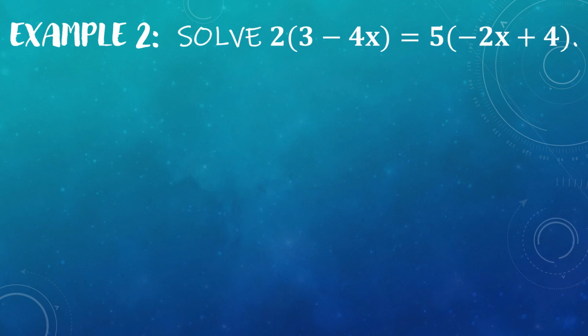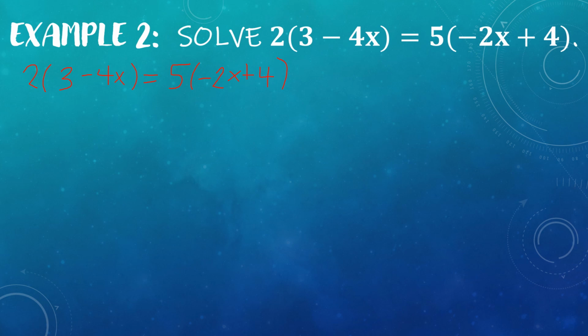If we look at our next example, we can see that we do not have any fractions, so we don't need to worry about multiplying by the least common denominator. We do, however, have parentheses, which means we need to distribute. Distribute just means that you have to multiply to more than one term.